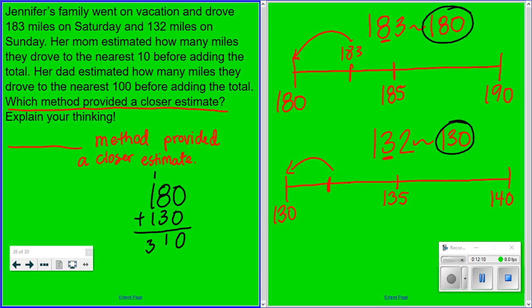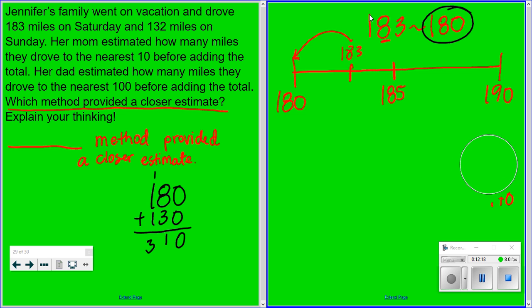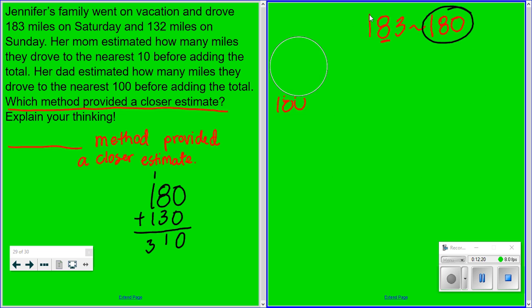I'm going to erase my tens just because I don't have enough space. You just keep going to the next page. If you can keep going underneath, you have room, go for it. All right, we're still going to start with 183. But what strategy does Dad use? Rounding to the nearest 100.